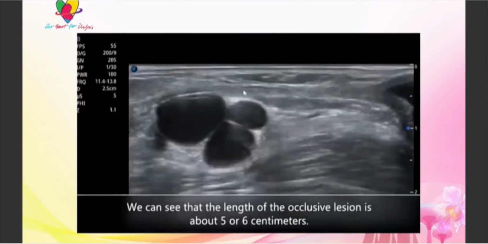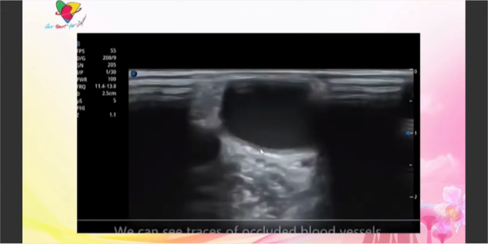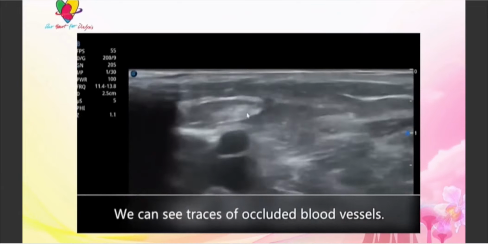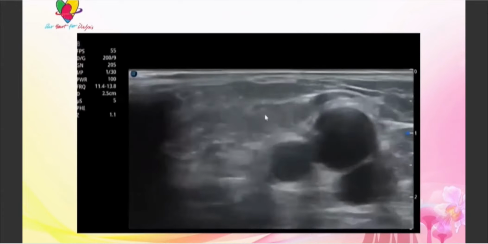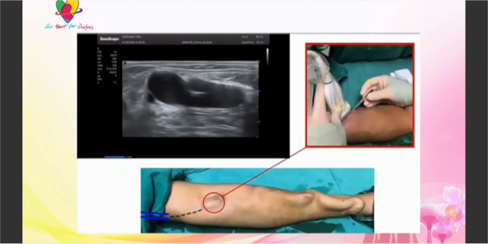We can see that the length of the occlusive lesion is about 5 to 6 centimeters. We can see traces of occluded blood vessels. And this section is very close to the brachial artery. The characteristics of this lesion are that it is slightly long, close to the artery, and not very straight. Therefore, it may not be easy to open it with a puncture needle, and there are certain risks.